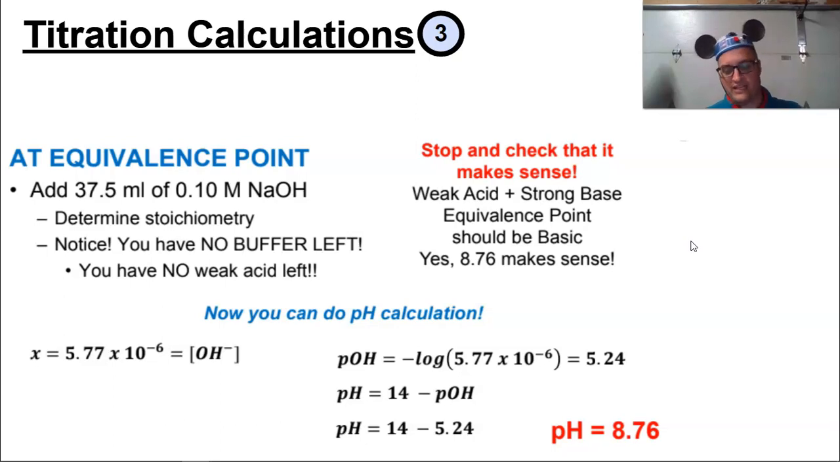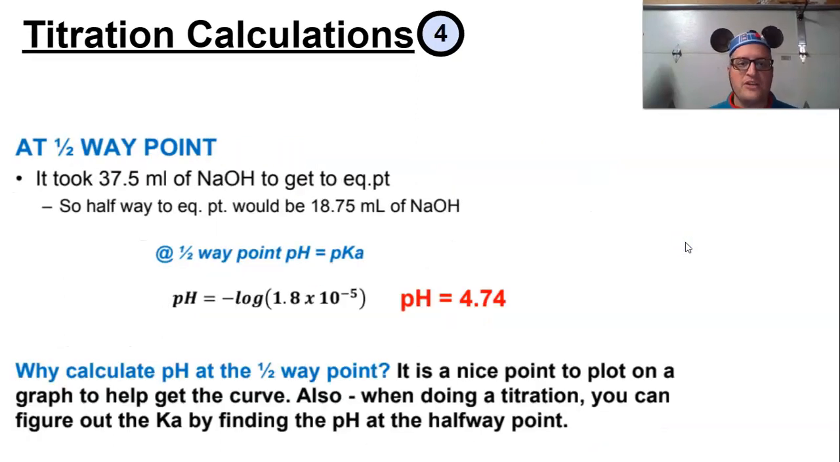The answer is no. It actually gets simpler now. So at 4 is the halfway point. If you know it took so much base to get to the equivalence point, the halfway point is, guess what? Halfway. And being halfway, the pH is equal to the pKa. So you plug it in, 4.74.